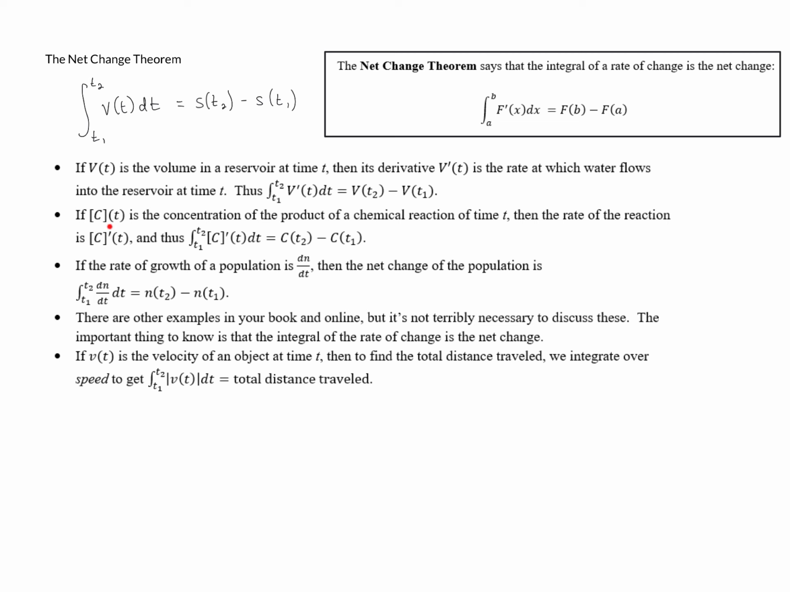If [C](t) represents the concentration of the product of a chemical reaction at time t, then the rate of the reaction is [C]'(t), and thus if we integrate the rate of the reaction over a time period, we get the net change in that concentration.